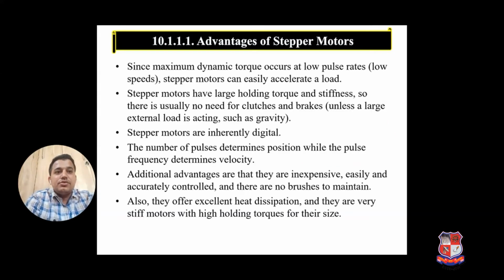Some advantages of the stepper motor: the maximum dynamic torque occurs at a low pulse rate. Obviously we need high torque, because we deal with metallic objects, so high torque and high power are required. Stepper motors easily accelerate the load, and have large holding torque and stiffness, so there is usually no need for a clutch and brake. So we can reduce the clutch and brake arrangement. We use a clutch and brake arrangement in conventional machining processes, but in CNC we are not using clutches and brakes.